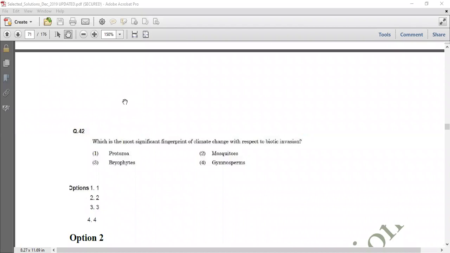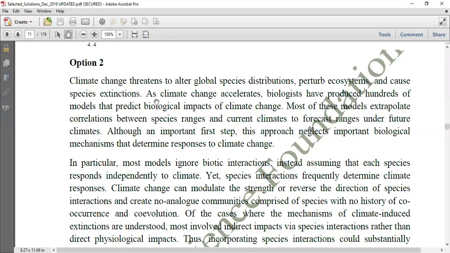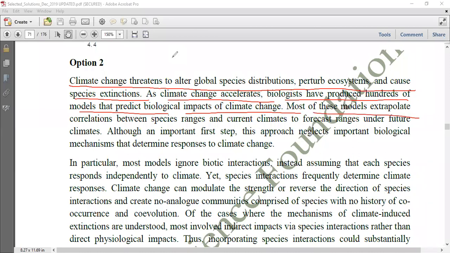So let's first go to the, yeah, you can see here that climate change threatens to alter the global species distribution, perturb the ecosystem and cause species extinction. As climate change accelerates, biologists have produced hundreds of models to predict the biological impact of climate change. Most of these models extrapolate the correlation between species range and current climate to forecast range under the future climates. Although an important first step, this approach neglects important biological mechanisms that determine the response to the climate change.